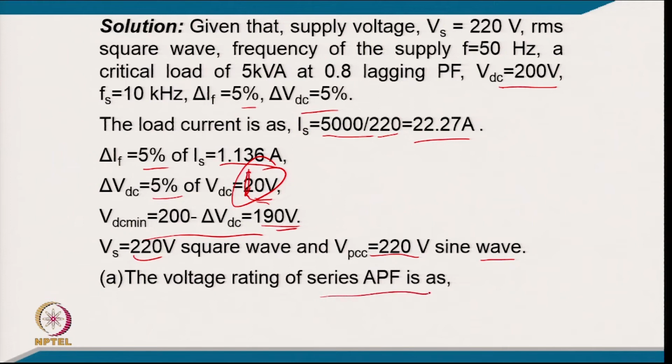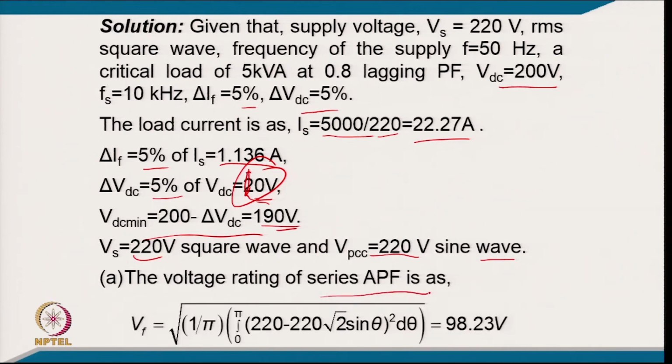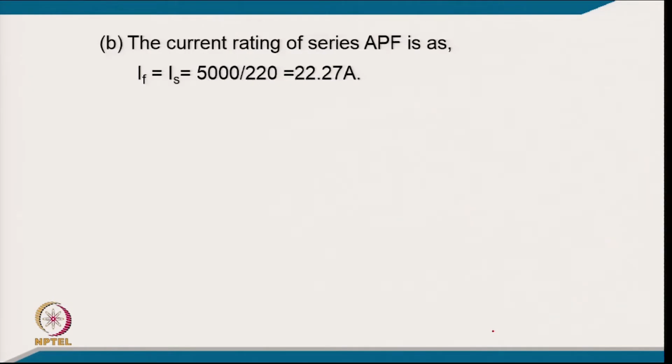So, the voltage rating of the series filter is the RMS voltage of the difference. We can calculate the RMS voltage of the series active filter as 2 upon 2 pi, integral from 0 to pi, because it is symmetric so we can take half, of 220 minus 220 into root 2 sine theta, squared, d theta. So it comes to 98.23 volt. That is the RMS voltage we have to inject from the series active filter, and the current rating of the series filter is the same as the load current rating.